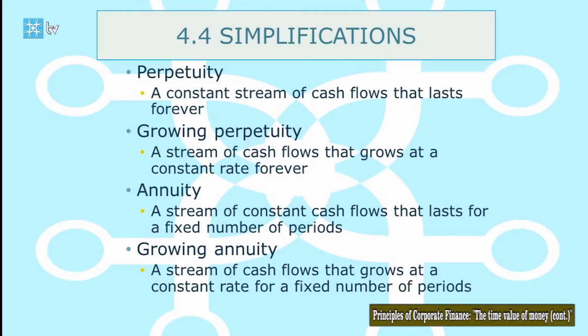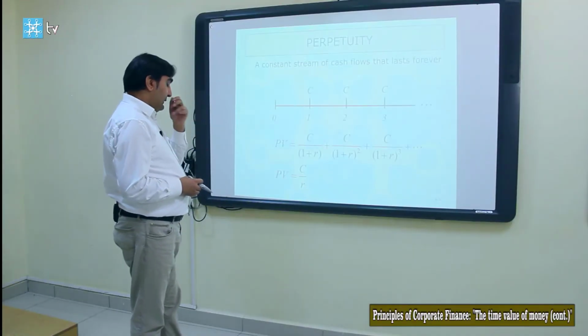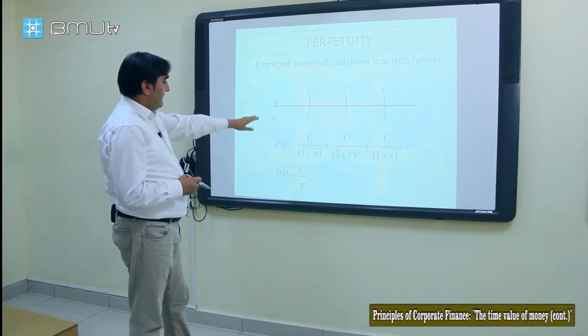Some perpetuities may grow year by year, that's not constant. So we need to make some adjustments to our formula, you'll see it. And an annuity is a stream of constant cash flows that lasts for a fixed number of periods, and as I said, as it says here, cash flows are fixed, constant. Annuities may grow. Applying a very simple adjustment, we can find our present or future value of these cash flows.